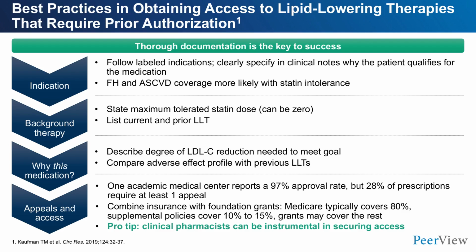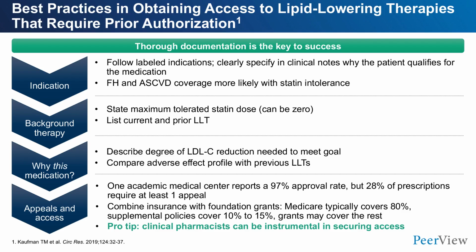State the maximum tolerated statin dose, and list current and prior lipid-lowering therapies, obviously to give that background. Another thing is to have good pharmacy specialists. These pharmacy specialists have a good way of getting approval for the medications and also getting the price at a reasonable rate. And I find accessibility very good. Here at our university, we have a slew of pharmacy specialists who help get my patients approved for, be it a PCSK9 inhibitor, evinacumab, alirocumab, and so forth.